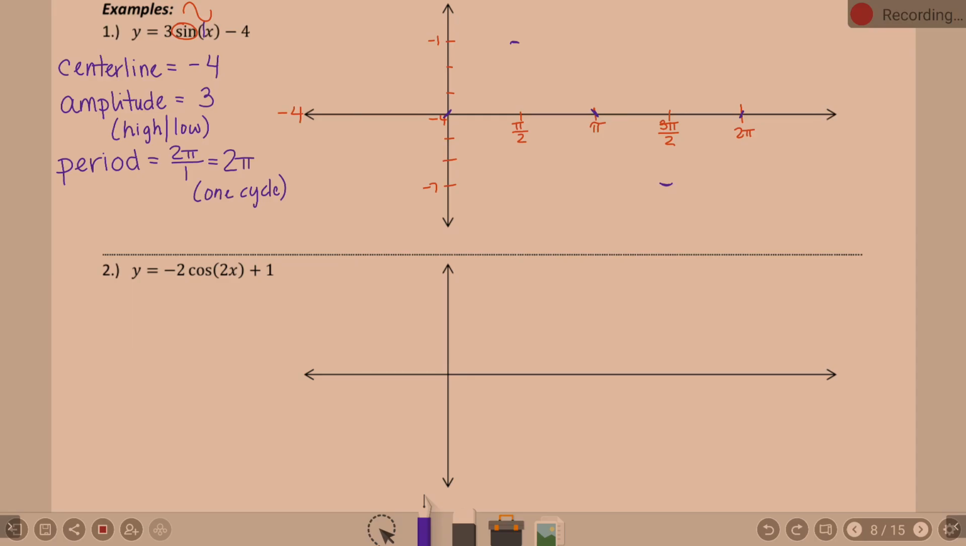Now, my max is up at -1. Do you have it level with -1? My min is at -7. Do you have it level with -7? And then what I'm going to do is draw a curve that looks like this. I do tend to put arrows on the ends because it does keep going. We're just not going with it.